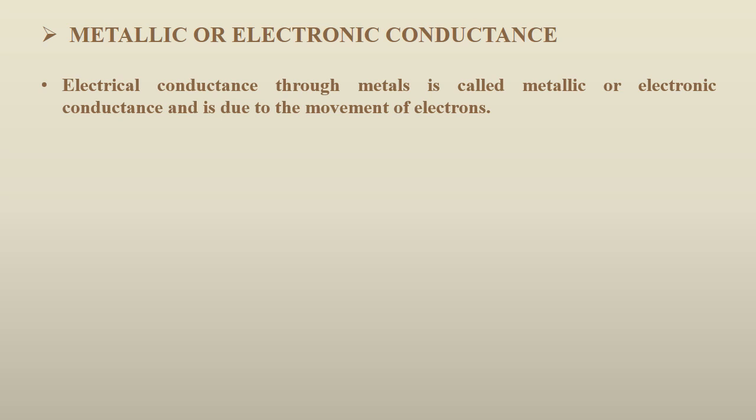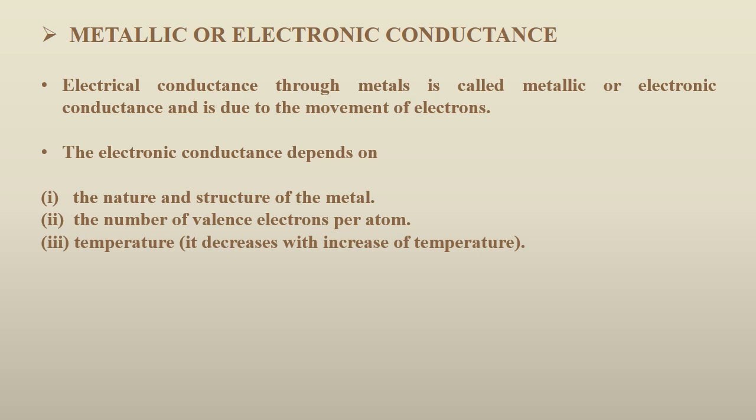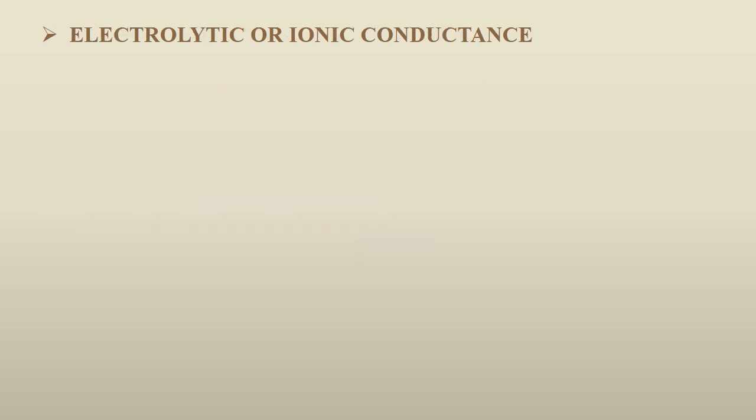And what is the flow of electricity? It is due to the flow of electrons. So electrical conductance through metals is called metallic or electronic conductance, and it is due to the movement of electrons. The electronic conductance depends on the nature and structure of the metal, obviously. If the metal is more reactive, then the flow of electricity will be easy enough, so they will be highly conductive. Then the number of valence electrons per atom. Temperature: it decreases with increase of temperature.